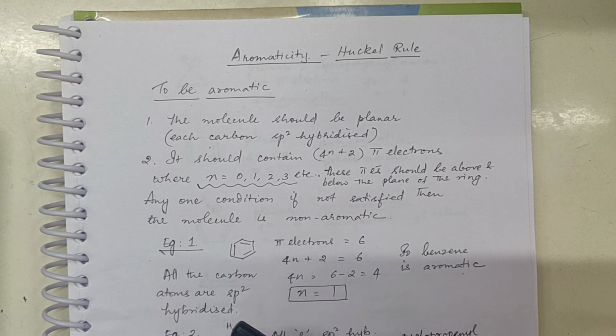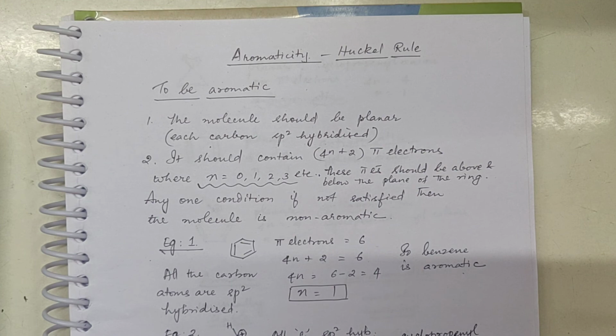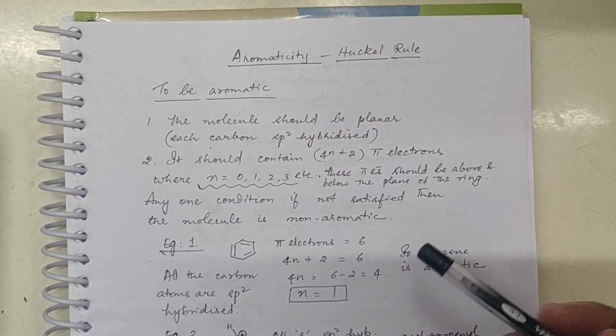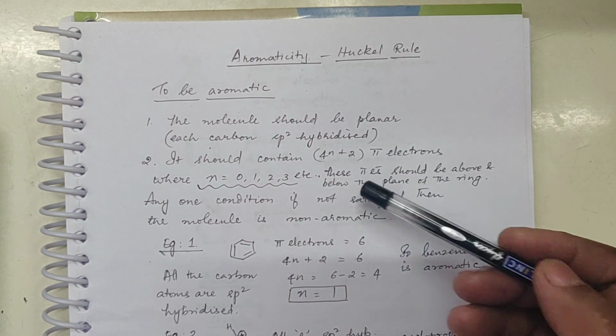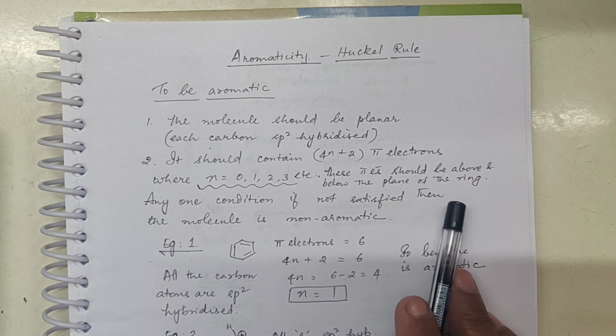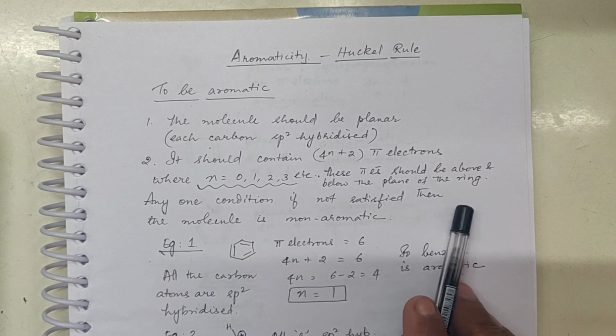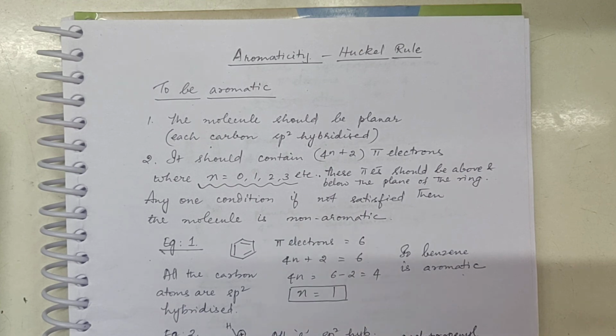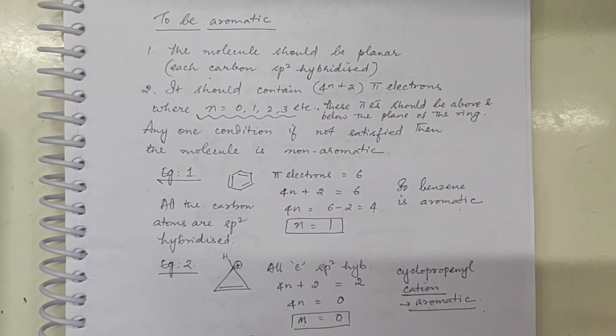Like a doughnut. One set of lobes above the plane, one set of lobes below the plane. Okay, so this is forming like a doughnut. So if any one condition is not satisfied, then the substance is not aromatic. Okay, so these two conditions are very, very essential for a particular substance to be aromatic. If not, then it is non-aromatic. Now let us see a few examples.